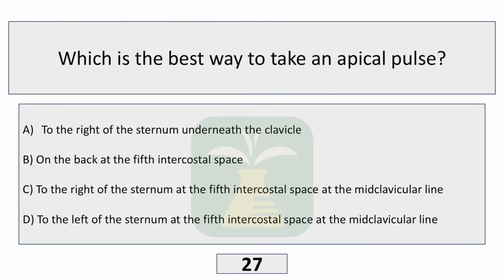Which is the best way to take an apical pulse? A. To the right of the sternum underneath the clavicle. B. On the back at the fifth intercostal space. C. To the right of the sternum at the fifth intercostal space at the midclavicular line. D. To the left of the sternum at the fifth intercostal space at the midclavicular line.